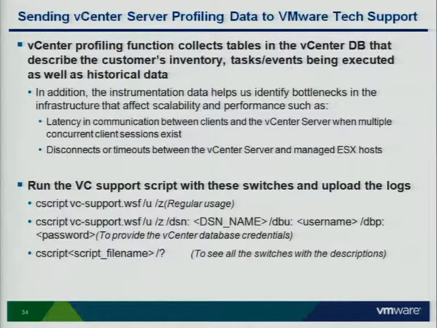And this allows us to get some kind of a blueprint of the customer environment. This could be inventory information. This could be information about the tasks and events that VC executed, as well as some historical data around it. And beyond this, we actually can look at performance and scalability problems that are affecting your vCenter server, especially like latency between client connections between the vCenter server and the VI client, or especially when you have multiple clients connected, or if you have any disconnects or timeouts that are interesting in the environment.